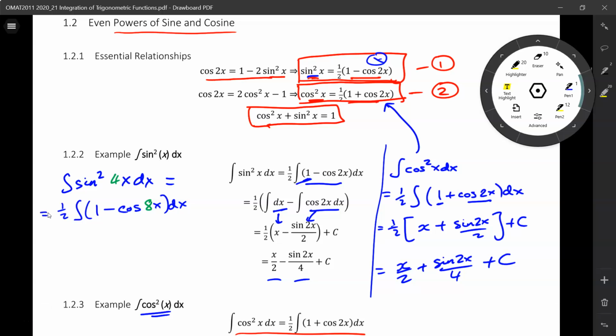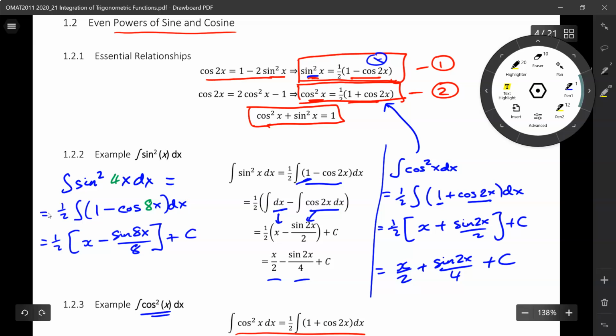And then you're going ahead and integrating this, so it's a half times x minus, now the integral of cosine x is sine x, so it's sine of 8x divided by 8, like so, plus a constant of integration. So that's x over 2 minus the sine of 8x over 16 plus a constant of integration.